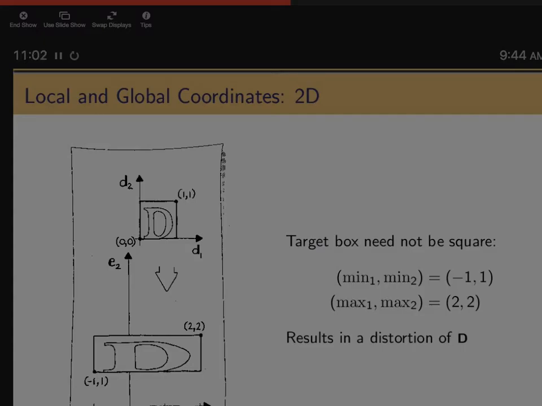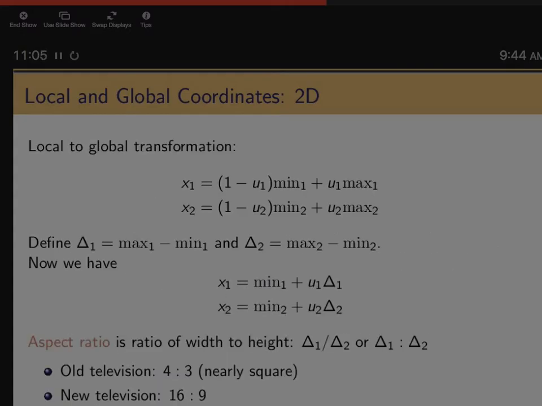Later in the semester, in about 2 weeks, we'll show you how to rotate. When we talk about these, we can also talk about what's called the aspect ratio, which is the ratio of delta 1 to delta 2, how much I scale the first coordinate versus the second coordinate. I can rewrite these formulas by collecting terms and say it's min 1 plus u1 times delta 1, where delta 1 is simply max 1 minus min 1. This formula is a little easier. If I were to try and remember a formula, this is the one I would remember, because really, I move (0, 0) to (min 1, min 2).